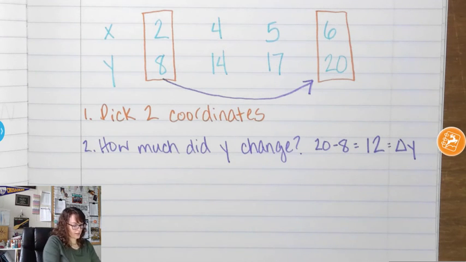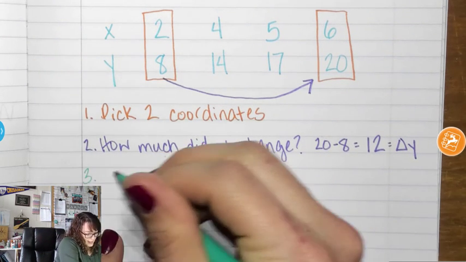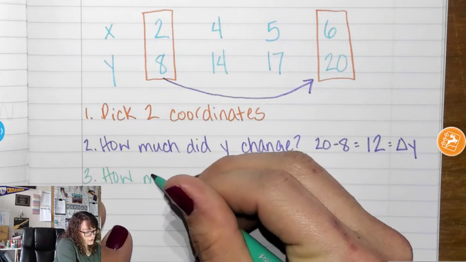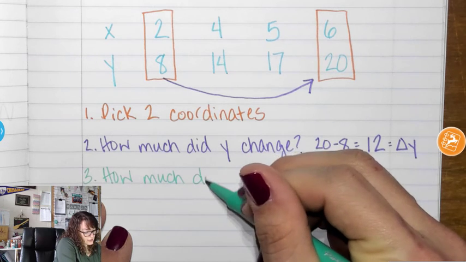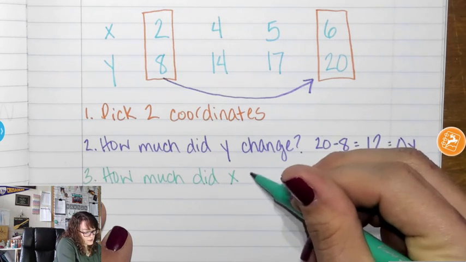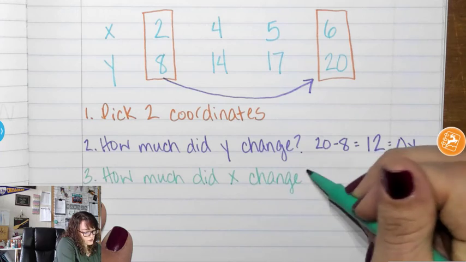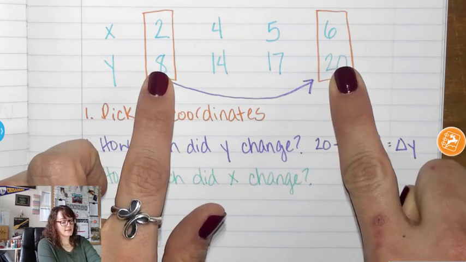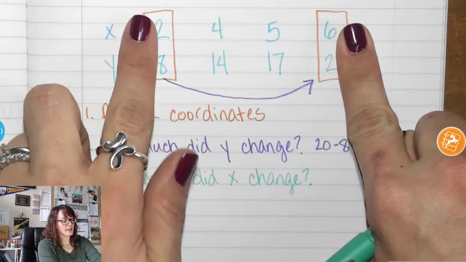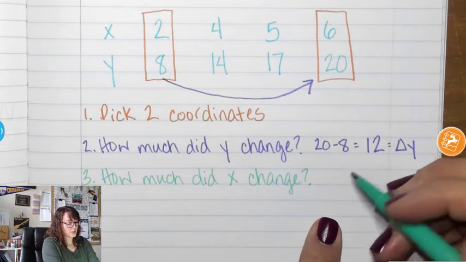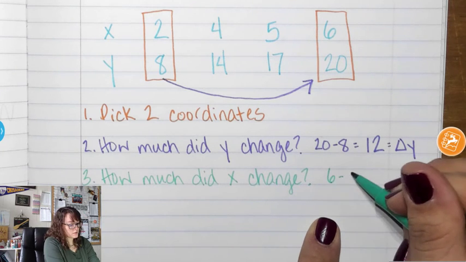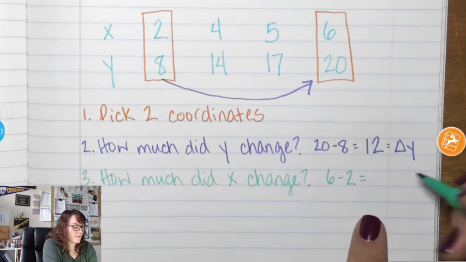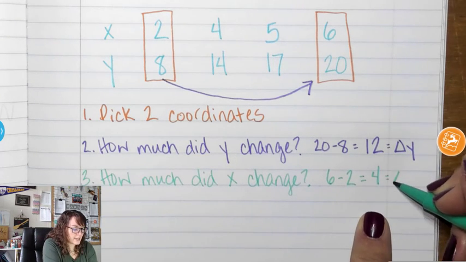Step 3. How much did x change? Since I did 20 minus 8, I have to do 6 minus 2. You have to go in the same direction, which it comes out nice for this. So what is 6 minus 2? 4. So 4 is my delta x.